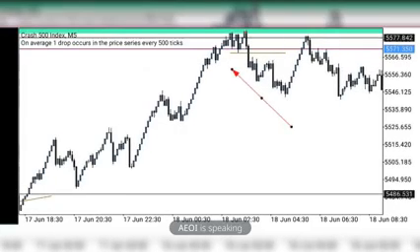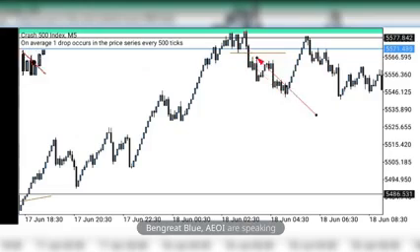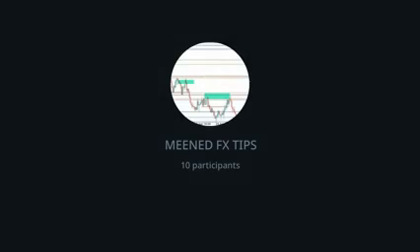You see, he tested this zone, right? Are you following? He tested the 30 minutes zone and then broke structure. This horizontal line is my structure. This trend line is where price broke structure. Exactly.